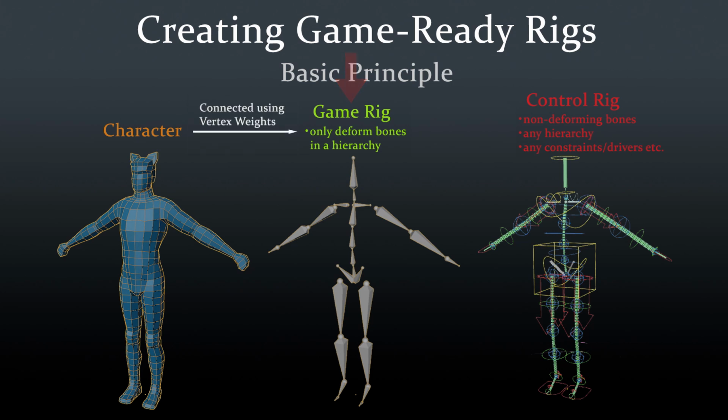On top of the game rig, we'll create the control rig. The control rig consists of non-deforming bones. It can have whatever constraints and drivers and controls that you need to make your rig easy to animate with. This rig can also have whatever hierarchy you want. It really doesn't matter as long as the rig works well.